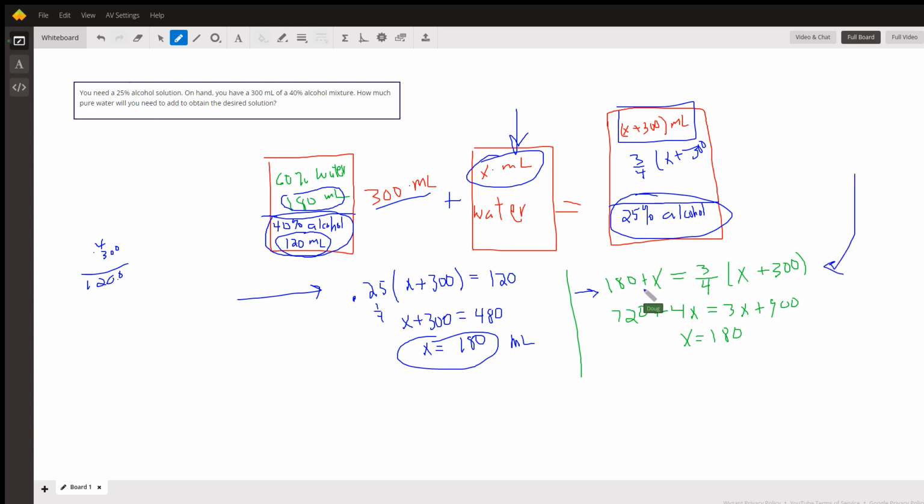The water in the first beaker plus the water in the second beaker equals the total amount of water after you combine them. And what I did is I multiplied both sides by 4 and distributed the 3. So 4 times this side of the equation gives me this. Here, if I multiply by 4, these 4's cancel out, distribute the 3, and solve for X. Same deal, 180 milliliters.